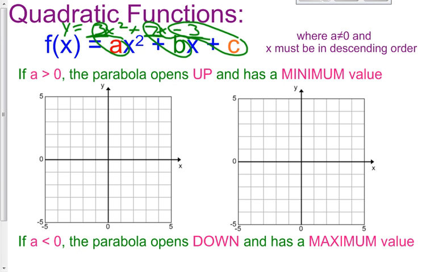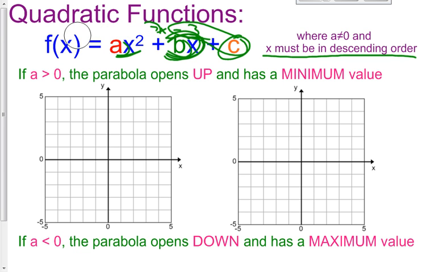And they always go in descending order. X must be in descending order. So that means you start at the x squareds, and then you go on to the x to the first power, or just the x's, and then you end with the constant. That's what descending order means. You start at the top and work your way down.